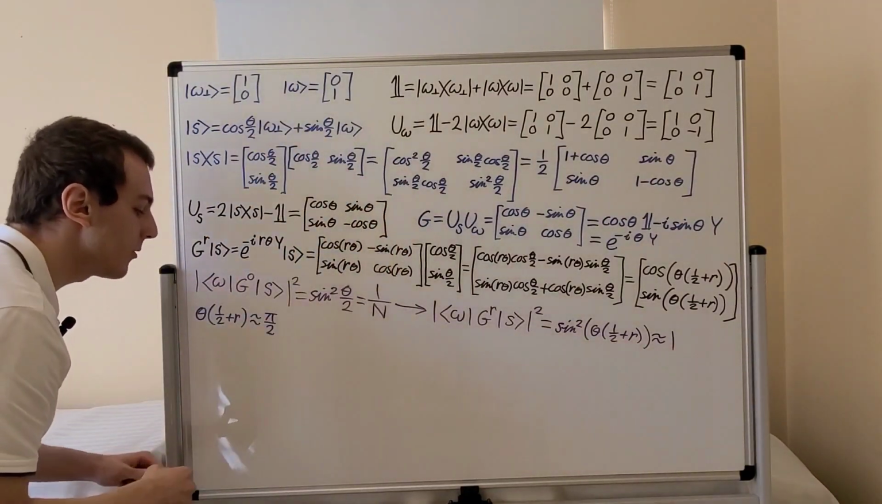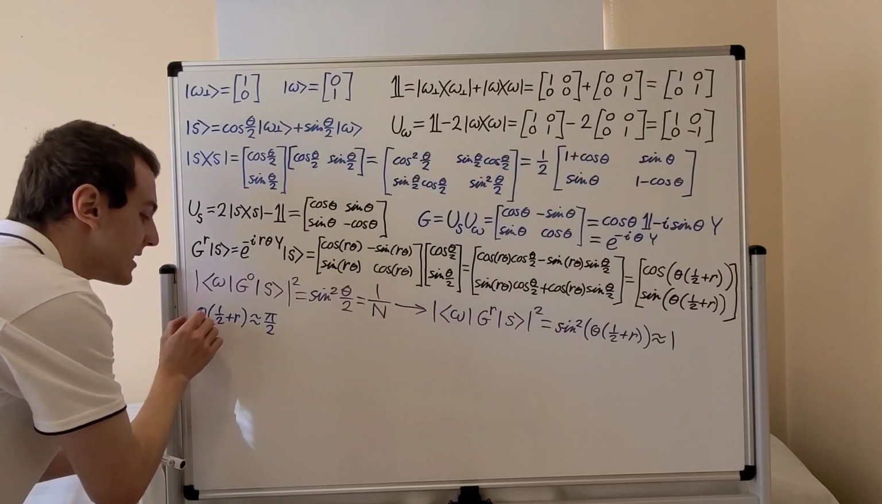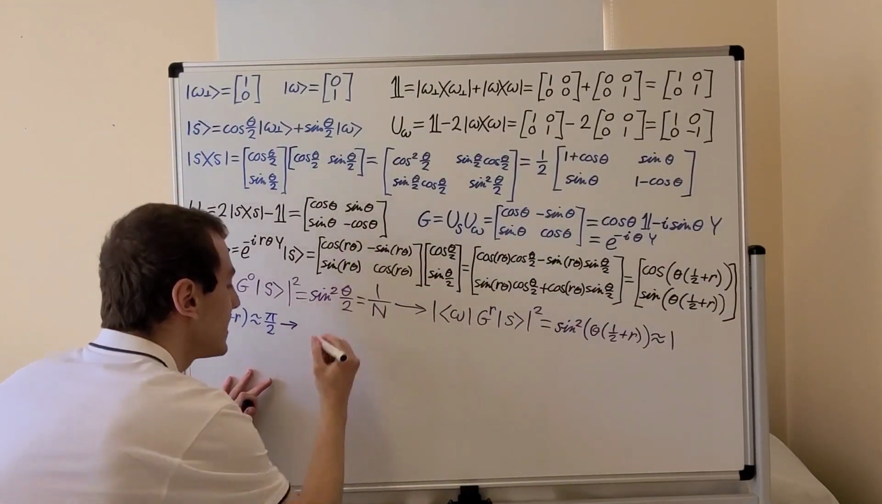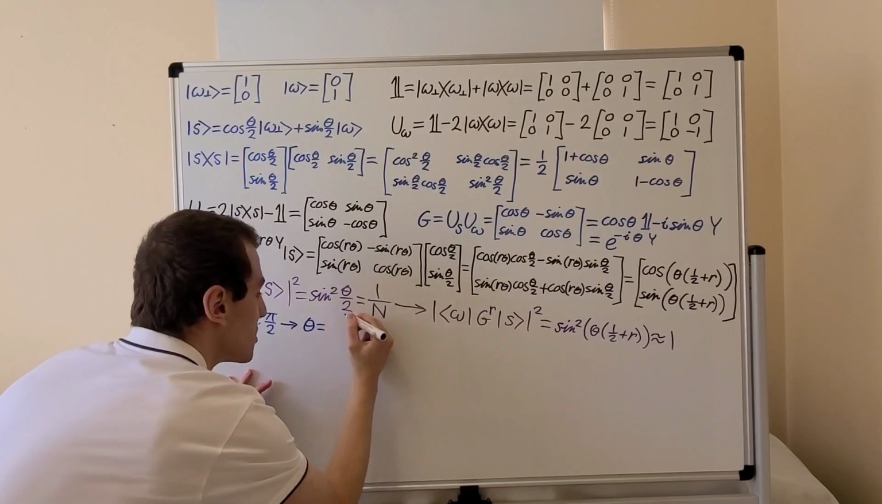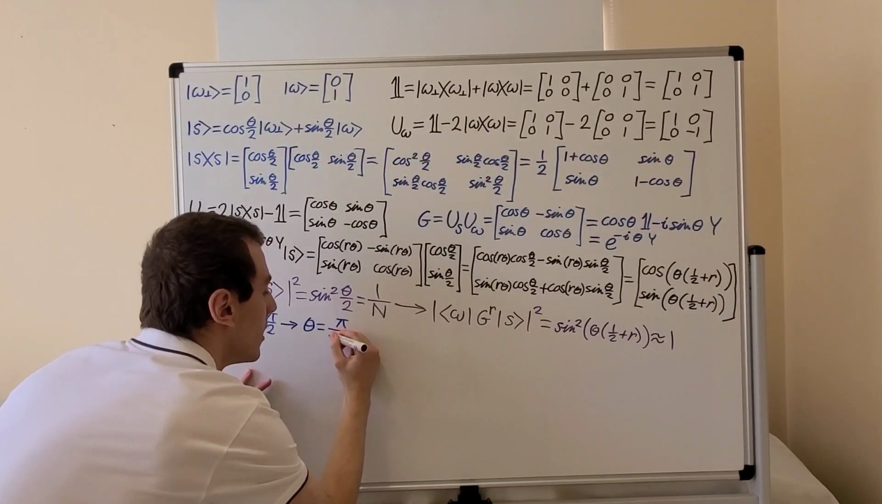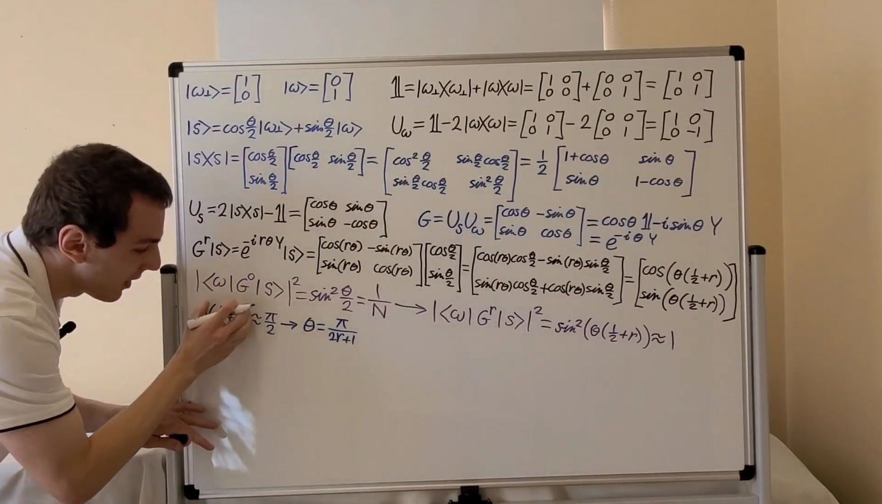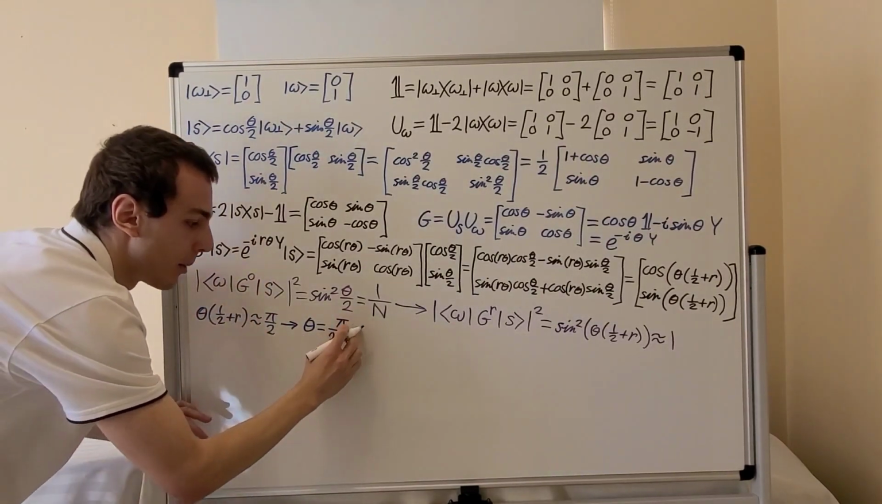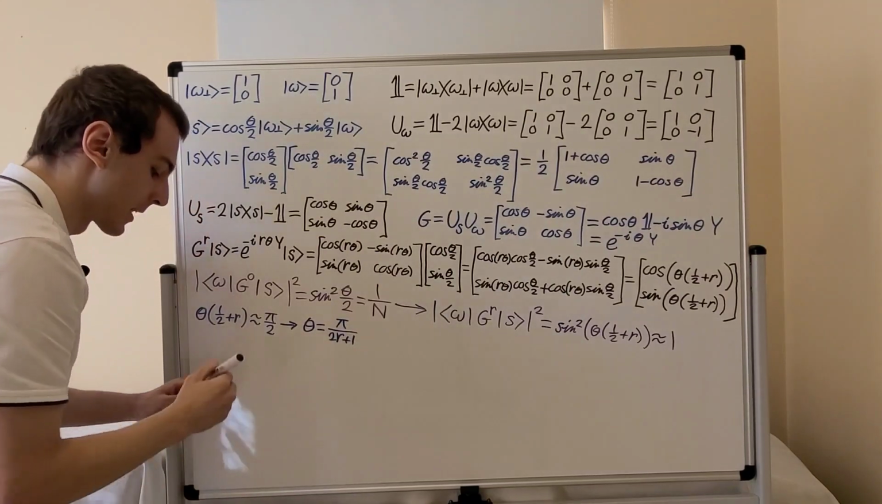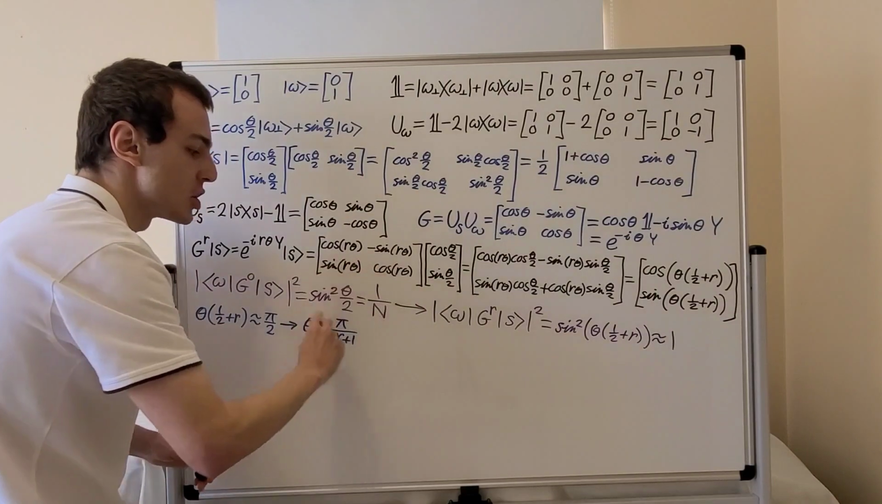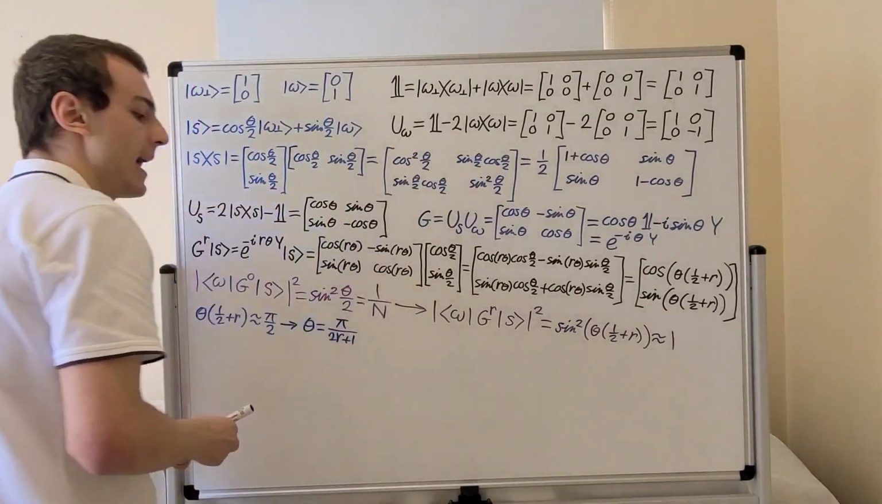How can we guarantee that? What value of theta do we need? Well, we can write another relationship over here. We can write this as theta is equal to pi over 2r plus 1. You can see if I just divide by this coefficient, that's going to give me pi on 2r plus 1.